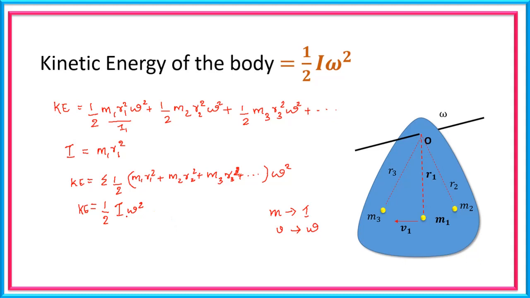Thus, by reconnecting with the linear kinetic energy, we can write the rotational kinetic energy as half I omega square. Therefore, a body which is rotating about an axis with a rotational velocity omega will have a kinetic energy half I omega square, where I is the moment of inertia of that body.